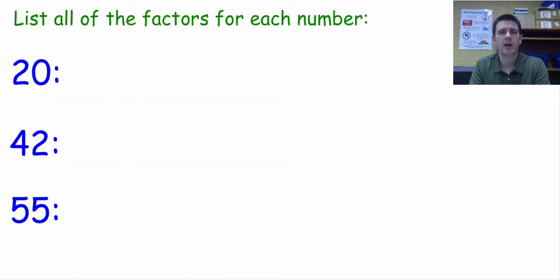So let's try a couple together. Again, a good way to do it is kind of list them as pairs. So what are all the numbers we could multiply to get 20? Well, I could do 1 and 20. Don't forget that easy one.